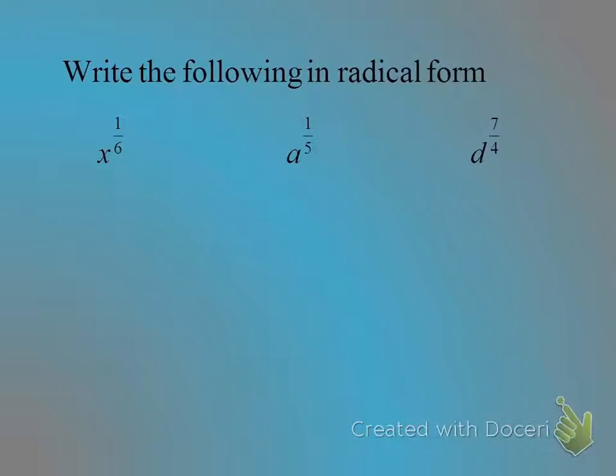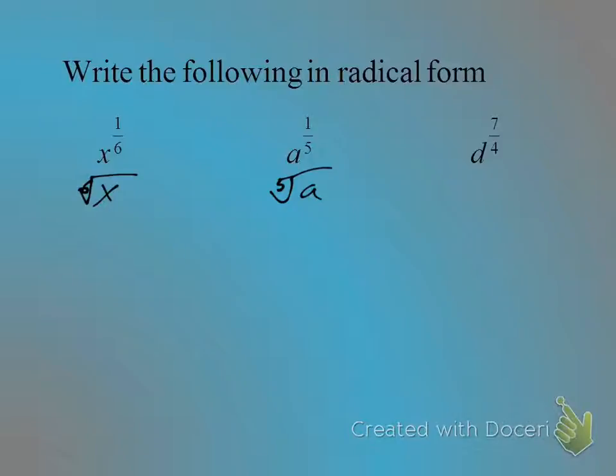Alright, kind of same concept, just going the other way now. So you have x to the 1/6 power. You rewrite that as a radical, the 6th root of x. Okay, a to the 1/5 power, 5th root of a.